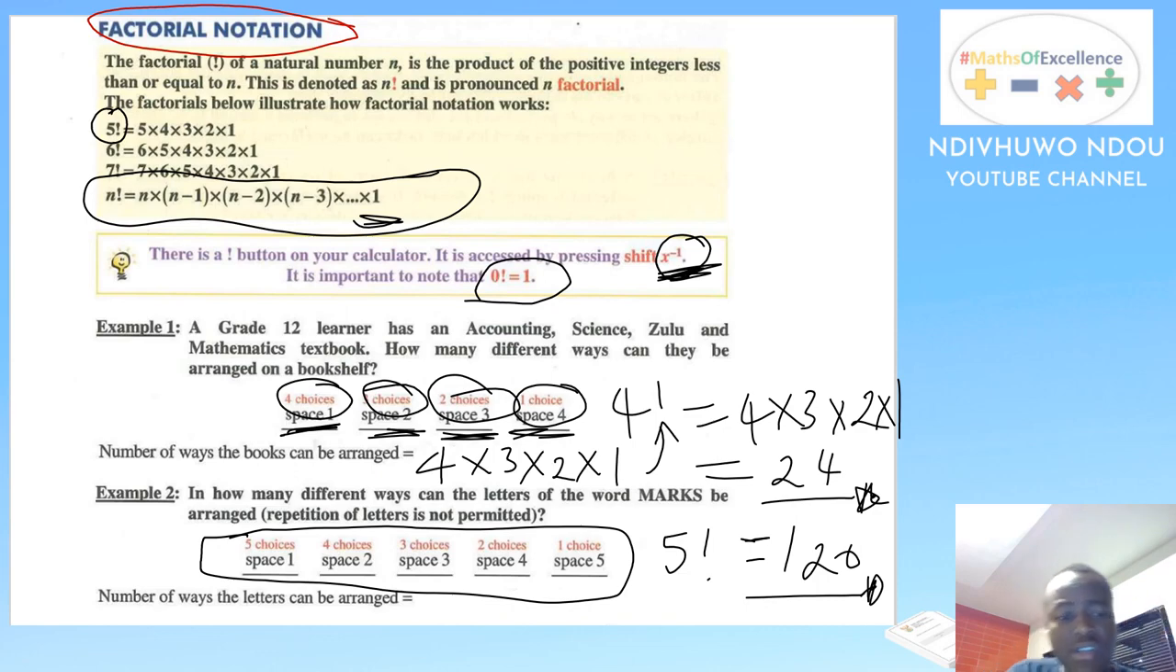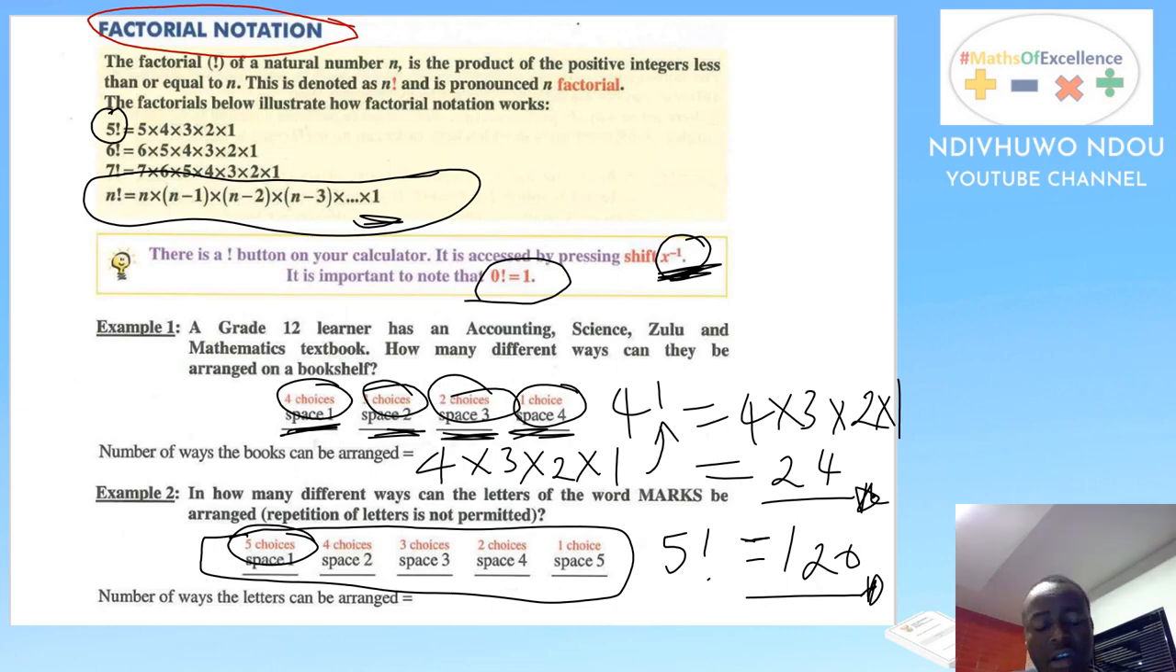We have how many choices? 5 choices. Hence, it's written 5 choices. In the second space, remember, a repetition of the letters is not allowed. It means that the letter that we use here, we cannot use it in the second space. It's already in the first space, finished, right? Let's go to the second space.